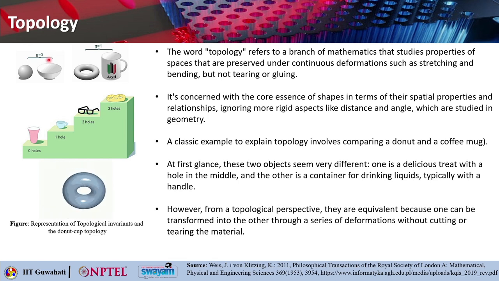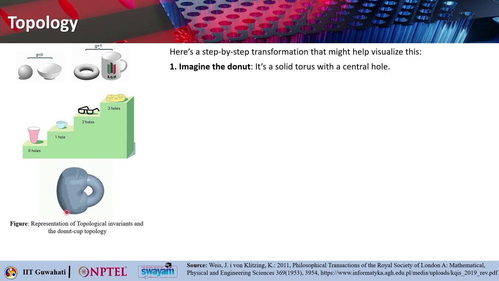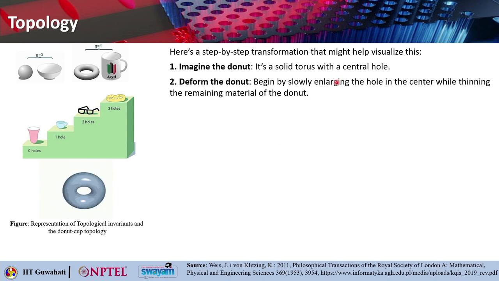Okay, so you can think of these two as the same type. G equals 0, G equals 1 tells you about the number of holes present. So 0 holes, 1 hole, 2 holes, 3 holes, and so on. This is how, if you want to visualize what is happening here, these are the step-by-step transformations that might help you visualize that. Imagine the donut, which is basically this structure. It's a solid torus with a central hole.